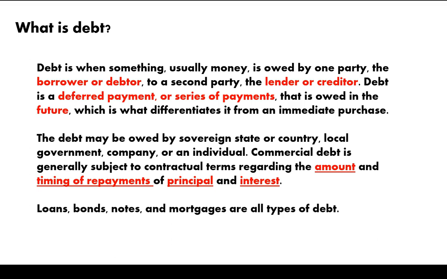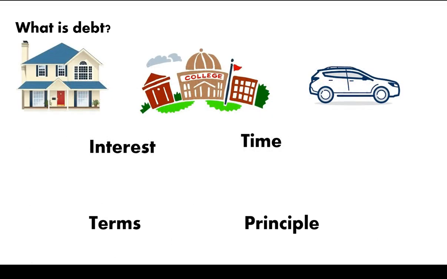So again, I want you to look at that. I just have a few concepts that I want you to grab onto, and then I'm going to bring it home, I think, on the next slide. So loans, bonds, notes, and mortgages are all types of debt. And that's something I think most people know. So if you're going to borrow money, basically you're going to have a contractual agreement with some sort of terms, and it's going to have something to do with the amount that you're paying, how you're going to repay it, the principal and the interest.